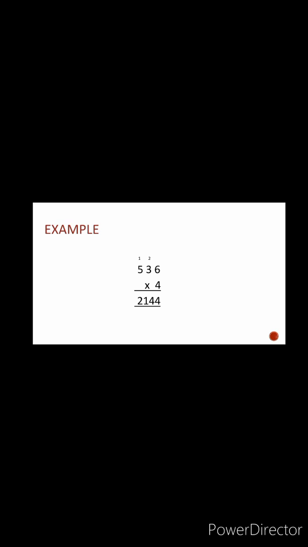Suppose we have a question that is 536, which you have to multiply by 4. Students, we are going to follow the same method that we followed in the previous question. 4 times 6 is equal to 24. 4 will be here and 2 will be carried. 4 times 3 is equal to 12. 12 plus 2: 13, 14. 4 is written here and 1 will be carried. 4 times 5 is equal to 20. 20 plus 1 is equal to 21.